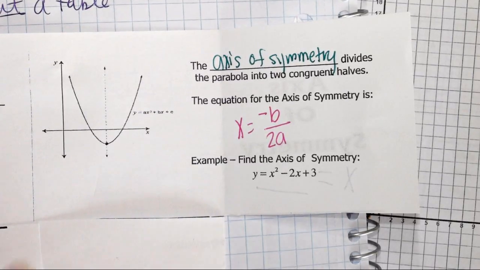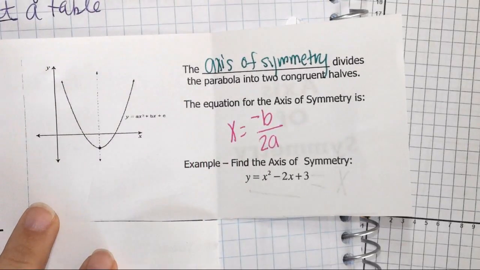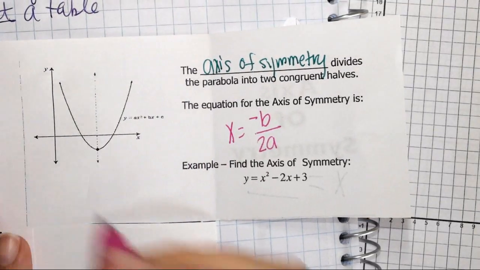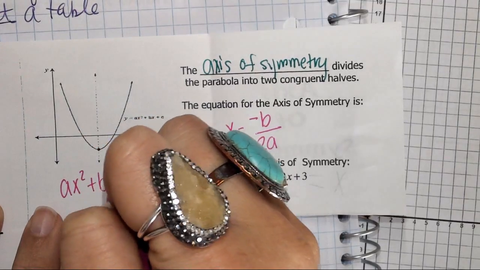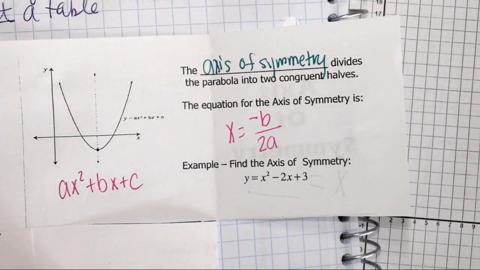Okay. Alright, so we're going to use this to find our axis of symmetry. Now remember, we do this when it's in standard form. And standard form is ax squared plus bx plus c.